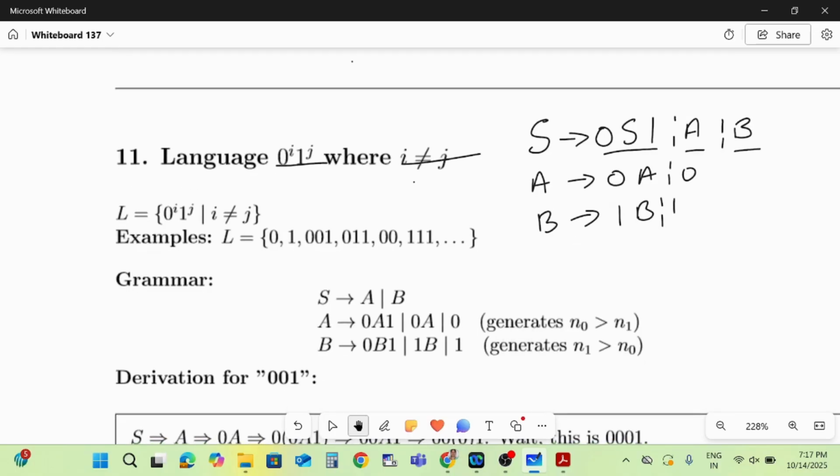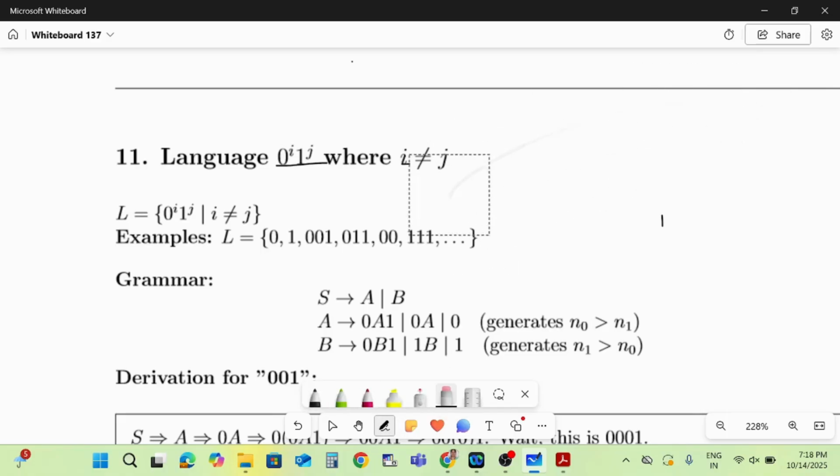Or else you can also write a grammar like this, S tends to A or B, wherein first it will generate equal length of zeros and ones, 0 followed by 1, and then it will generate more number of zeros for A. For B also it will generate equal number of zeros and ones and more number of ones in this particular scenario. And later the validation is the same process. Validation process would remain the same. In similar fashion, we will see a few more examples.